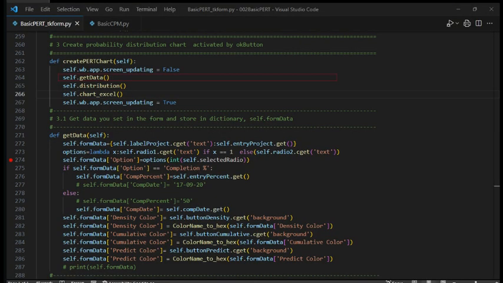As the first step, get data as entered and selected in the form. In the next step, compute distribution data, density distribution, and cumulative distribution referring to expected project duration and standard deviation calculated in critical path analysis. Predicted distribution data is produced based on the data gotten from the form. Finally, create a distribution chart.